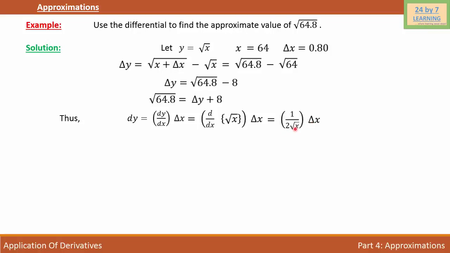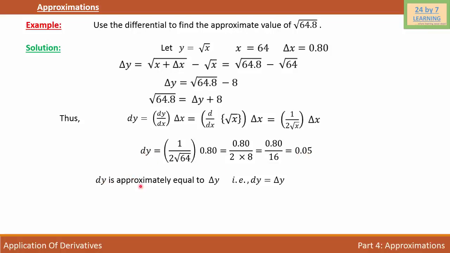Now let's substitute the value of x as 64 and delta x as 0.8. If I do that, I will get dy is equal to 1 over 2 square root of 64 times 0.8. If I further simplify, I will write 1 times 0.8, and square root of 64 is 8, so I will write 2 times 8. So 2 times 8 is 16. So I will divide 0.8 by 16. So 0.8 over 16 is 0.05, and this is my dy.